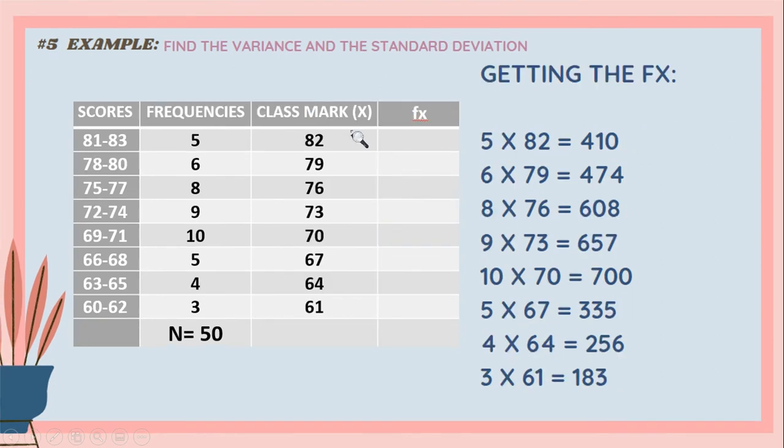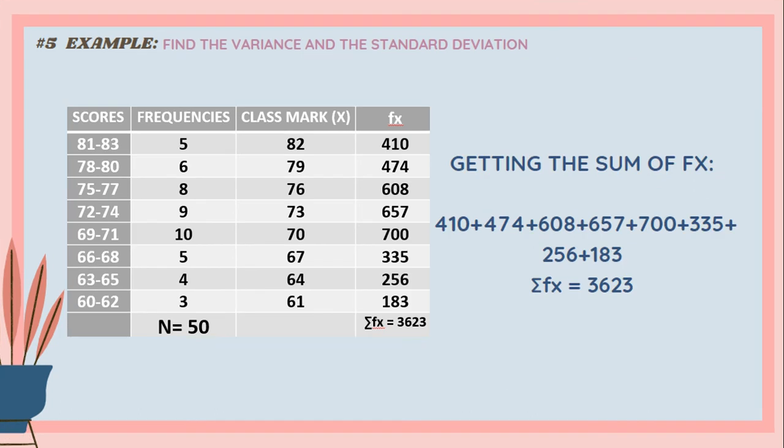And then after the class mark, we are now getting the fx by multiplying the frequencies and the class mark. So 5 times 82 is equal to 410. 6 times 79 is equal to 474. 8 times 76 is equal to 608. 9 times 73 is equal to 657, and so on.